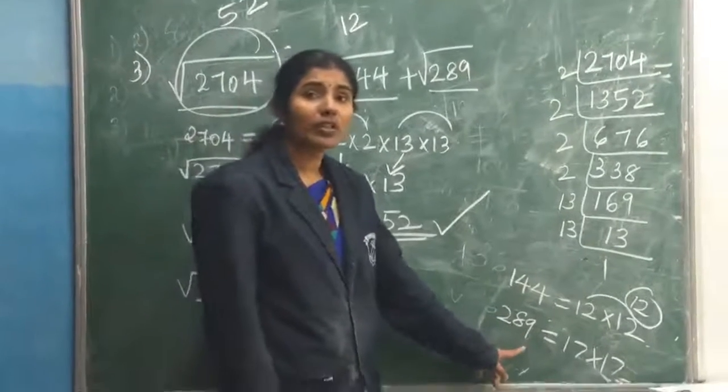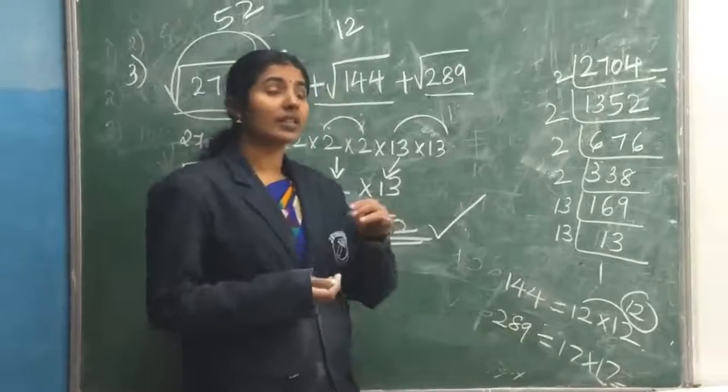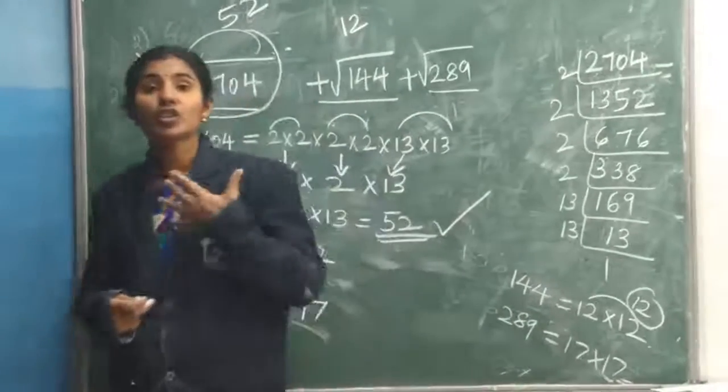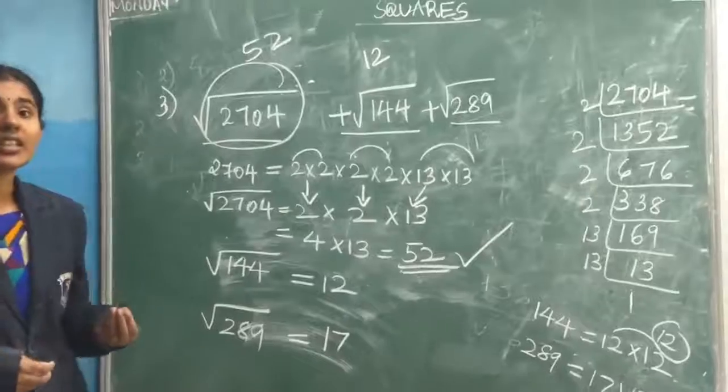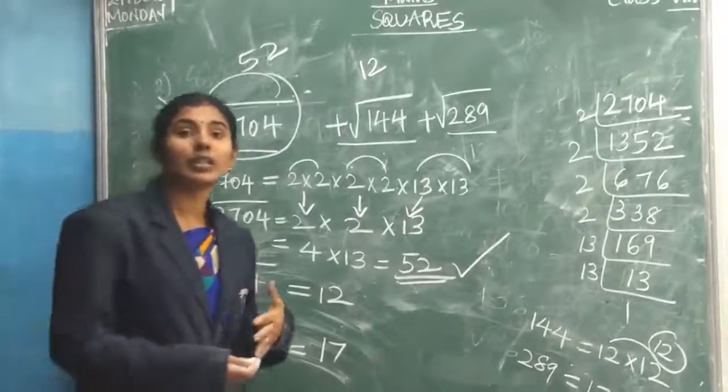Okay, this one is not easy to find. So what should you do? Study some prime numbers and their squares. You should study the squares of prime numbers. Then it will be easy to find that.